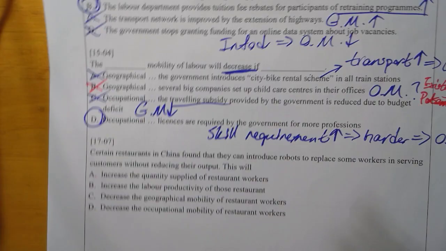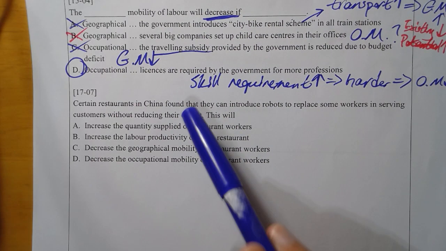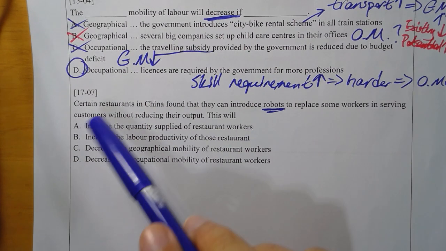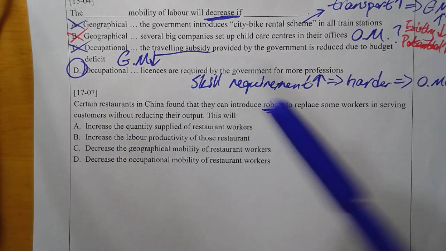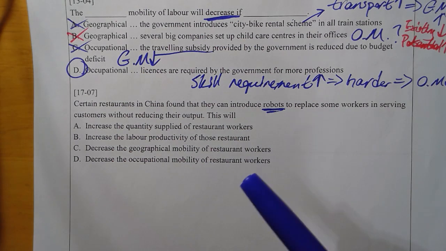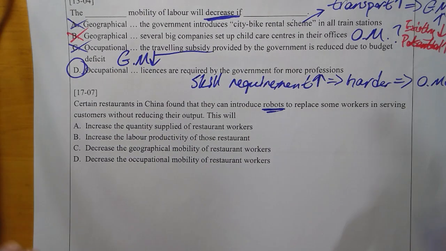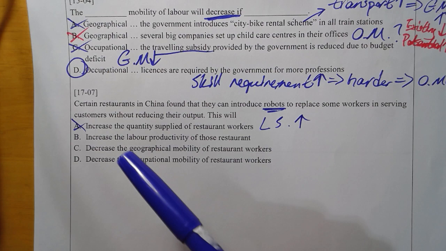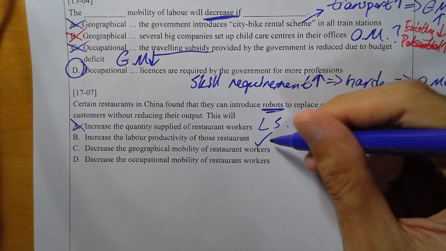Alright? Now, this one, quite interesting. Finally, certain restaurants in China found that they can introduce robots to replace some workers in serving customers without reducing their output. Now here, let's see. This will increase the quantity supplied. Here, basically it means labor supply would increase. Increase the labor productivity. Well, this one, I think it can be correct. Alright, let's leave it here.